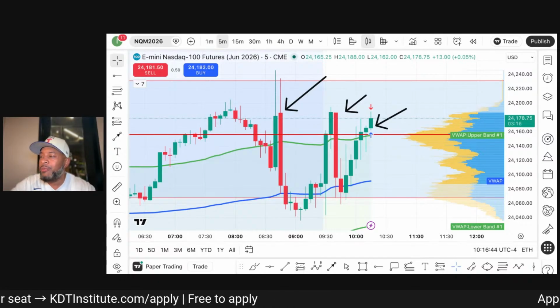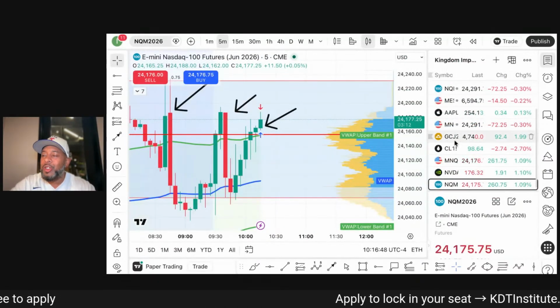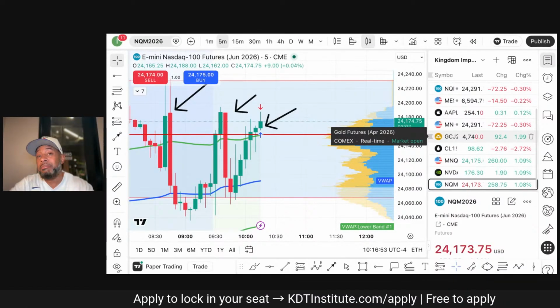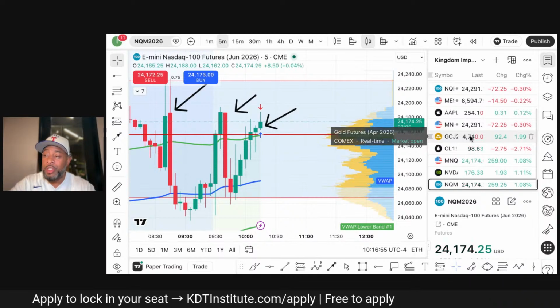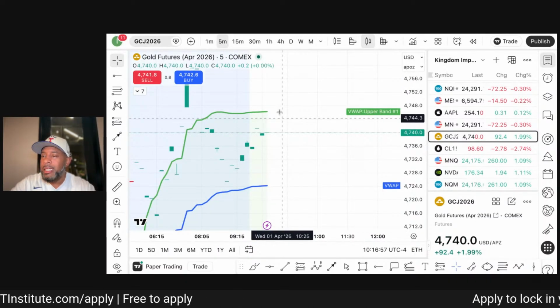I'm going to go to a different market because in the futures market, which I love to teach, you can trade futures. You can trade equities. You can trade metals. You can trade oil. You can trade gold. So let's look at gold right now. And let's find out what's happening with gold.